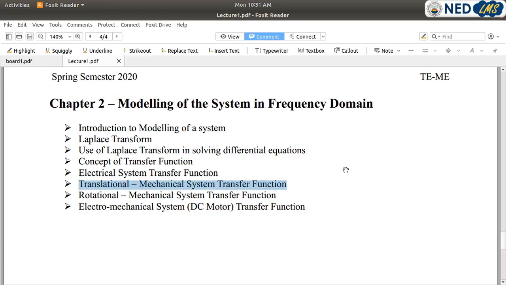Welcome, students. In the last lecture, we started the topic of translational mechanical system transfer function. We discussed the force velocity and force displacement relationships of basic elements that exist in the mechanical system. And then we presented the electrical mechanical system analogies. We then solved a simple problem related to translational mechanical system.